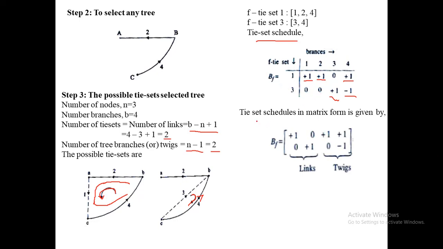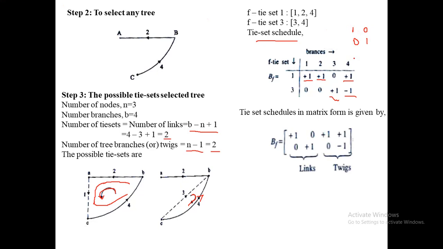Next we have to write the tie set schedule in matrix form. For that first we have to write the identity matrix. We know that identity matrix means the diagonal we are having the values 1, remaining values 0. Here this is the identity matrix.